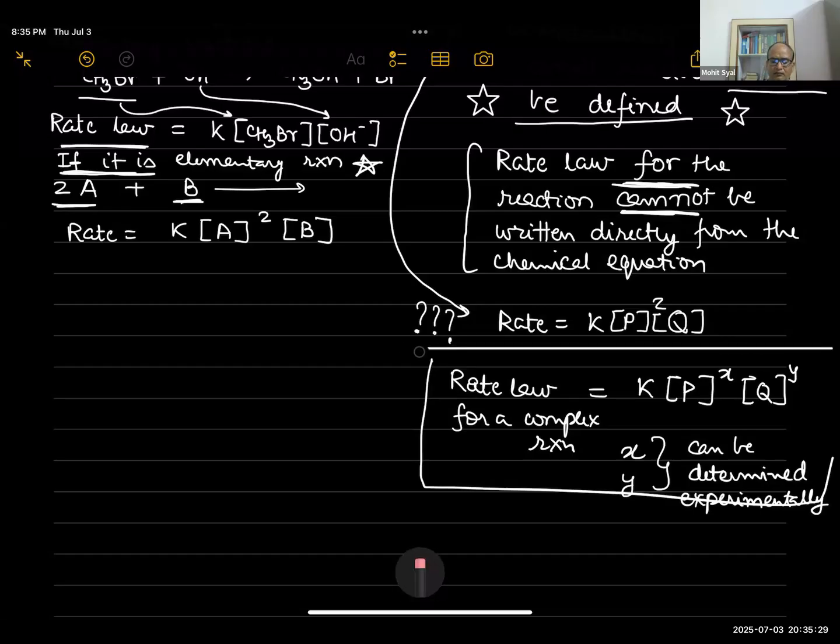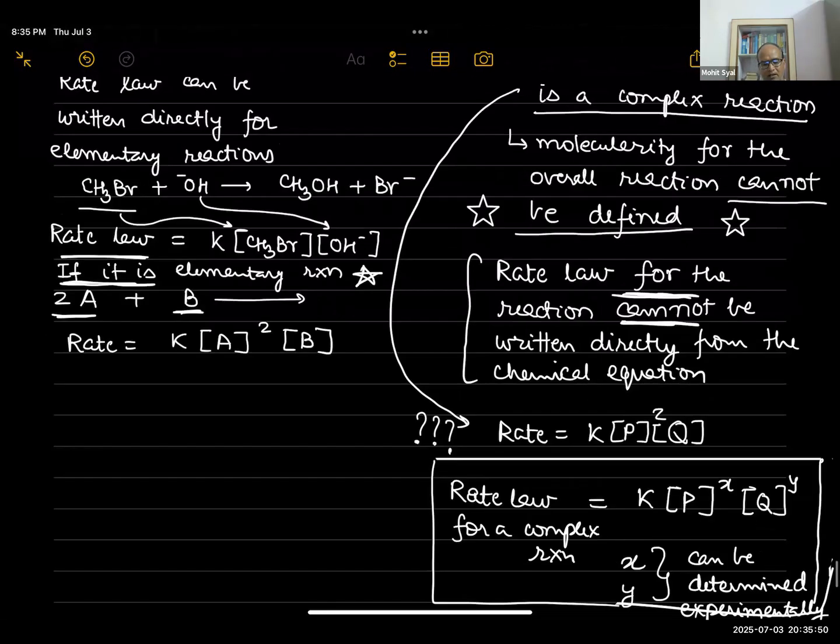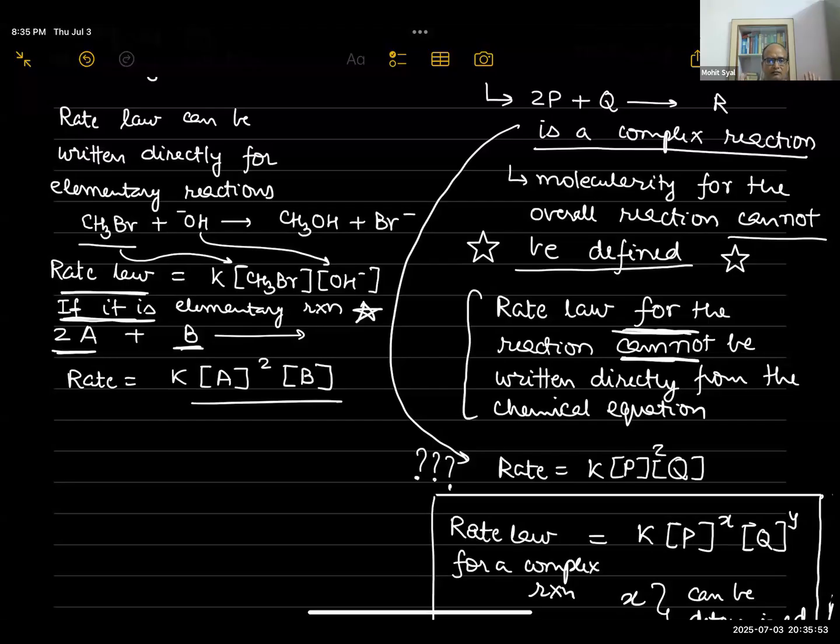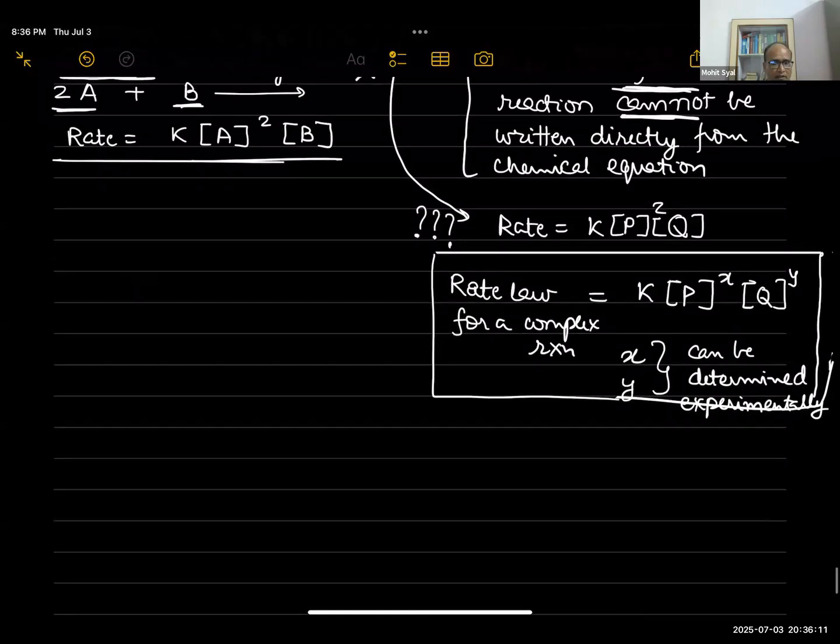Got it? Is it clear or not? Yes, sir. So it may be equal to 2 and 1, but you need to figure it out experimentally. Okay, but here you can directly write it without any problem. But in that case, you need to check experimentally whether it is matching or not. It can be different also. Okay. There is one more thing which I need to tell you.